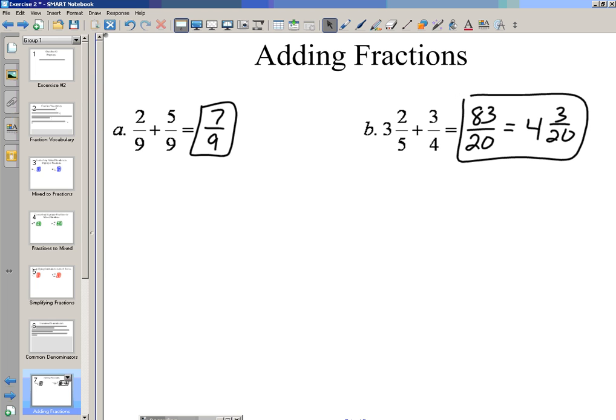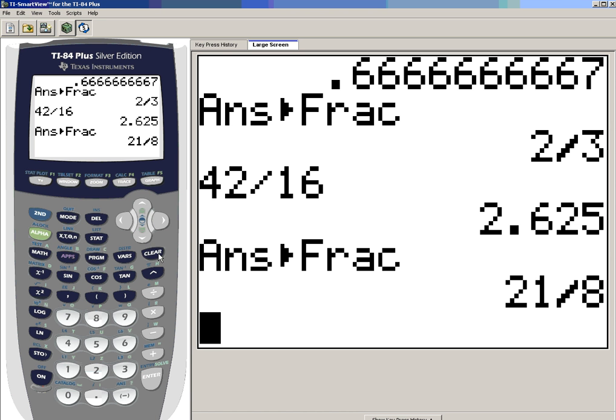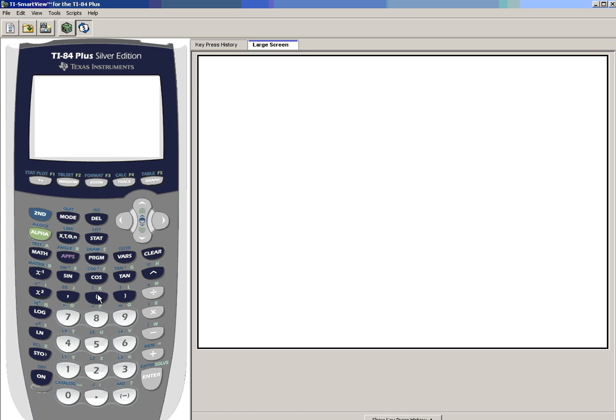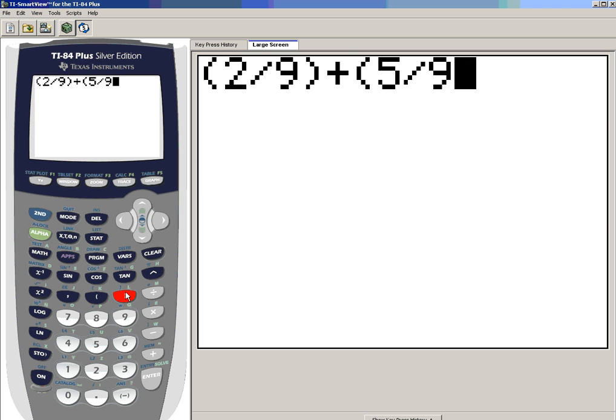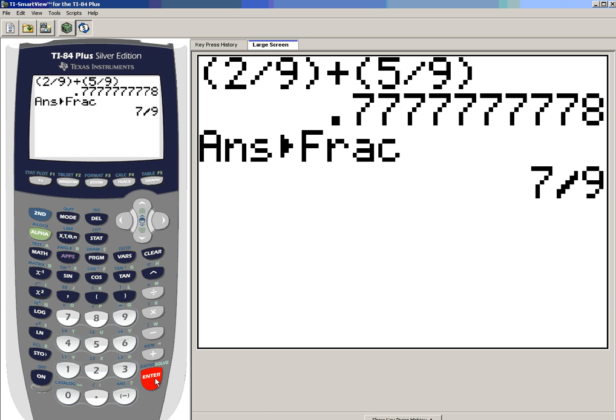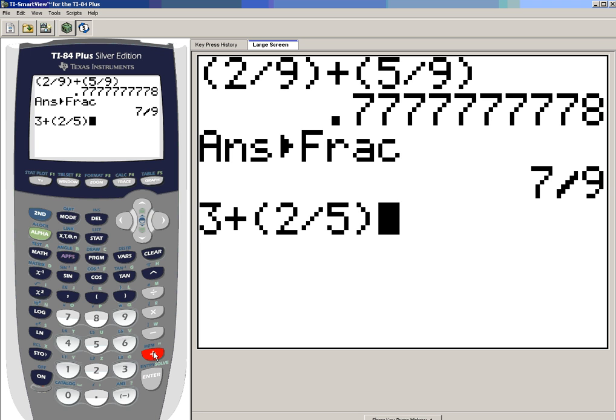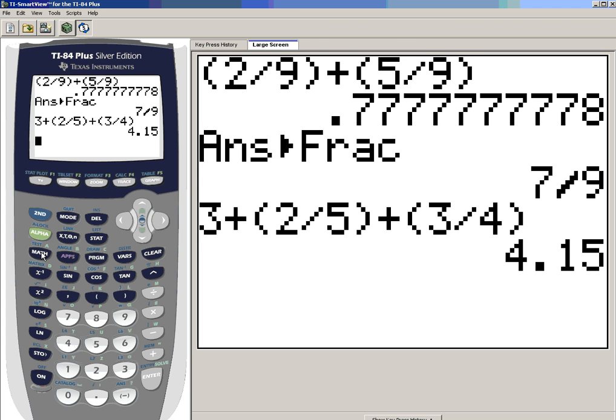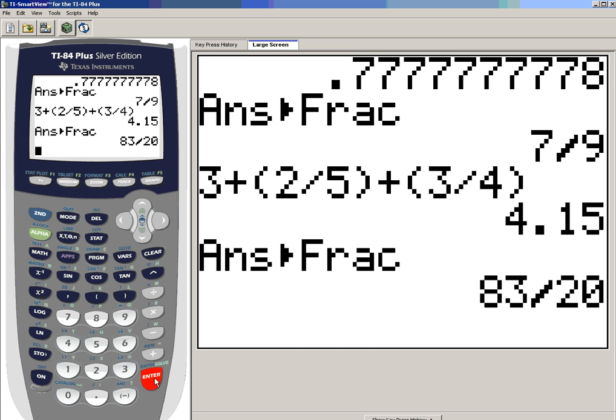Let's look at those on the calculator. First one, 2/9 plus 5/9. Hit equals or enter. There's the decimal. Math, change to fraction, and there's our fraction of 7/9. 3 2/5 plus 3/4. Mixed number, 3 plus 2 divided by 5. There's 3 2/5. To that, we are adding 3/4. There's our decimal. Math, change to fraction, and there's our fraction of 83 over 20.